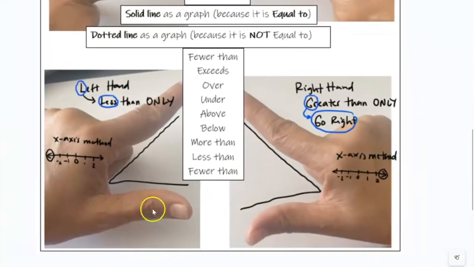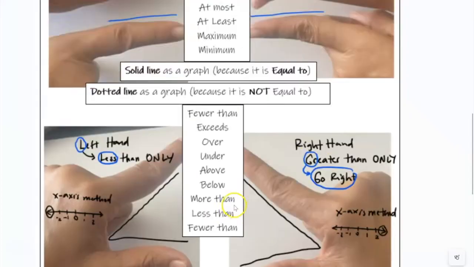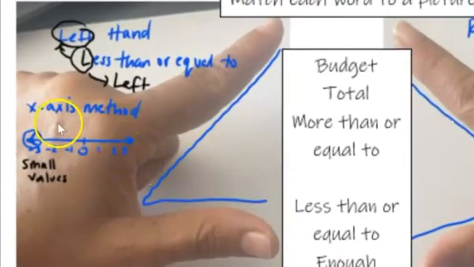On your left hand, left means less. So left is less than, but there's no or equal to because there's no line underneath. And then right hand is go right, greater than. If you look at the x-axis method, which part of the x-axis has an arrow going this way? It is the left side, not the right side. So this is small values because it goes -1, -2, -3.